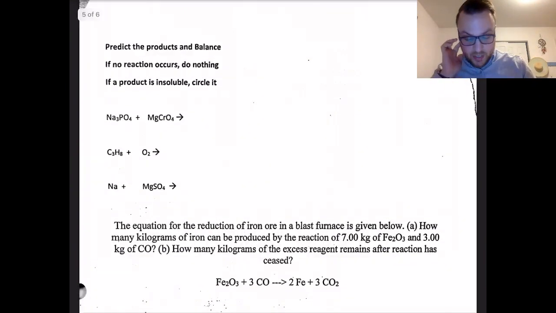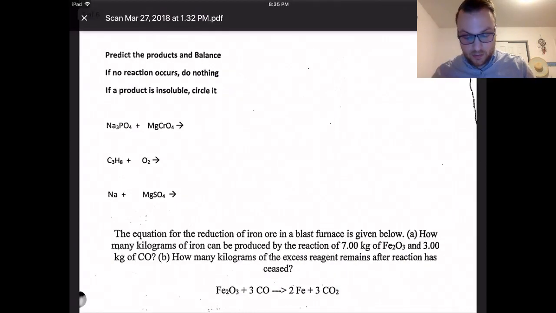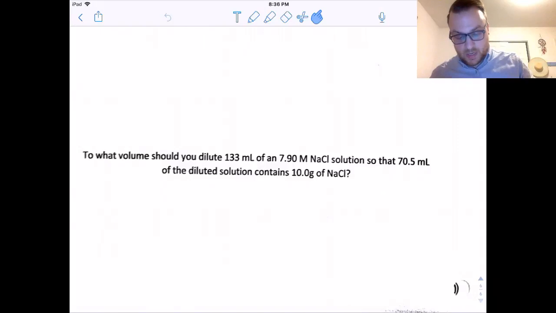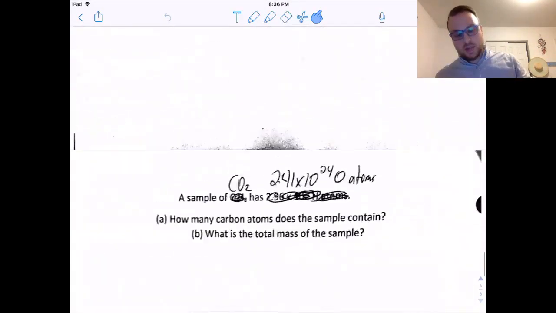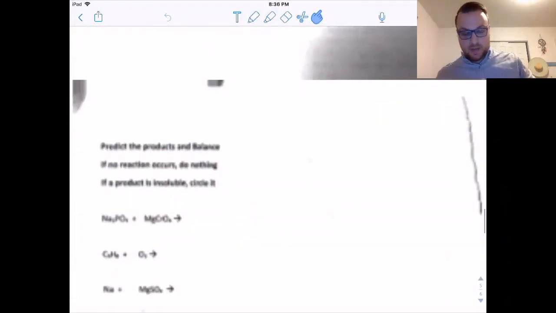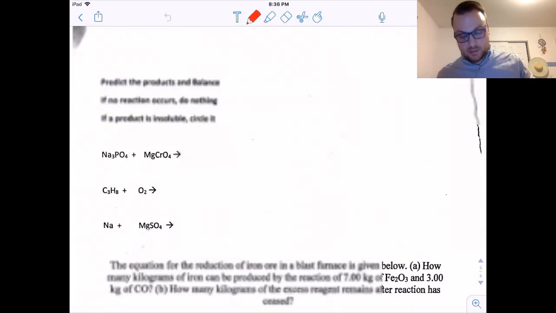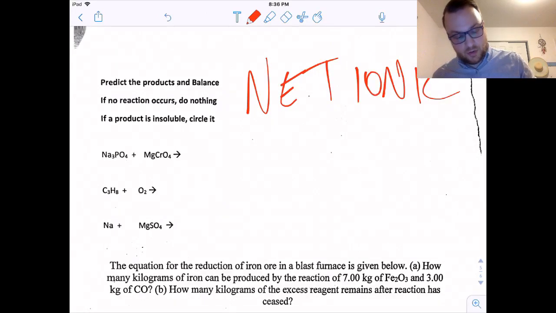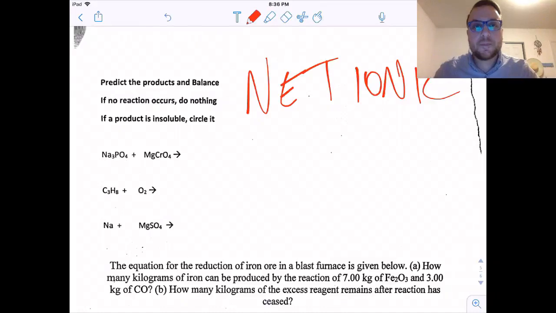Actually, when I start, I'm going to add something here. No, I want Notability. There we go. I'm going to add something here to the top one. I'm going to add net ionic, because I want to review that, because that seemed to have escaped our memory. So, I'm going to get started right now.